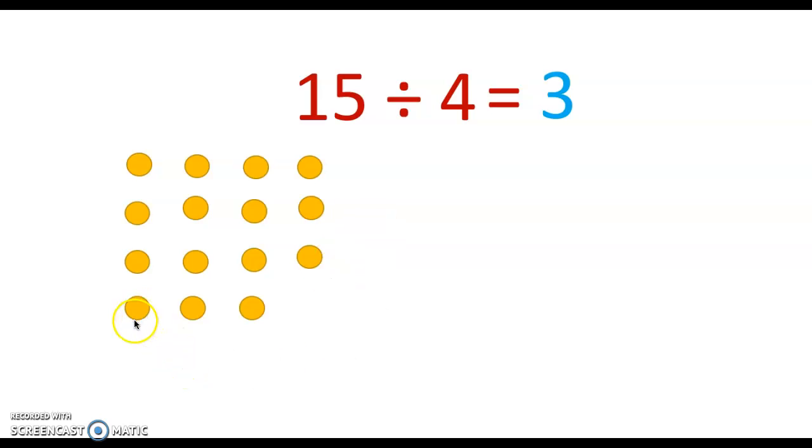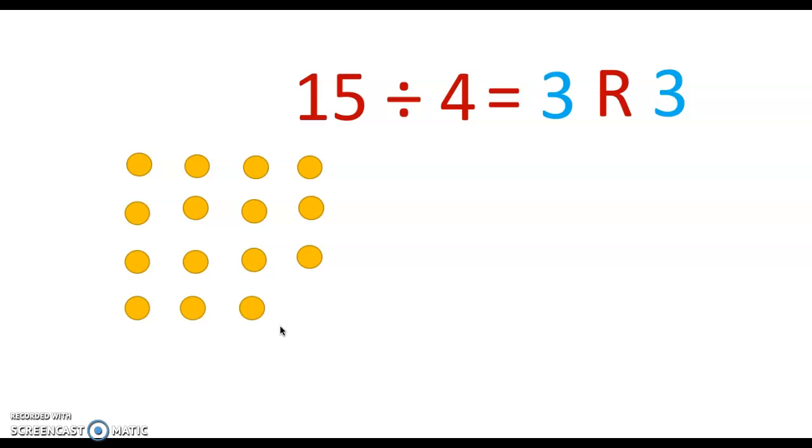But we can't forget about our leftovers. So that would be 3 with how many are left over in this incomplete row? 3. So that would be 3 with a remainder of 3.